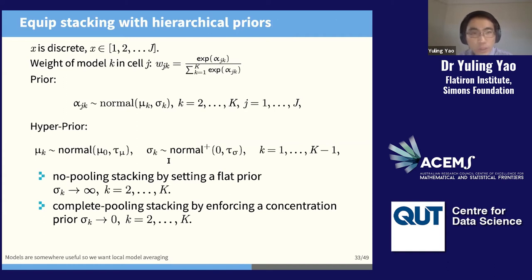So alpha 1 to k of x is an unconstrained parameter on the real line. And if x is discrete, we just put a normal prior. If I have j different groups, then alpha jk is the weight of model k on the j-th group. It has the unconstrained weight, or the logit scale of the weight, centered at mu k and with variance sigma k. Both mu k and sigma k are also hyperparameters that I want to make inference on. So I can put a hyperprior, which is also normal, just to make some regularization on this inference. The no pooling stacking becomes a special case of this approach by setting a flat prior. And complete pooling stacking is also a special case by enforcing a concentration prior, that sigma k goes to zero. It's the same thing as in the classic hierarchical model, that the no pooling model and complete pooling model are also special cases of the partial pooling model.